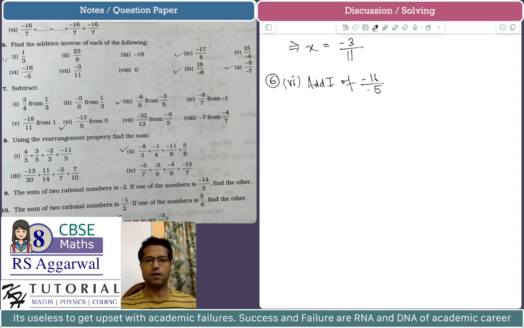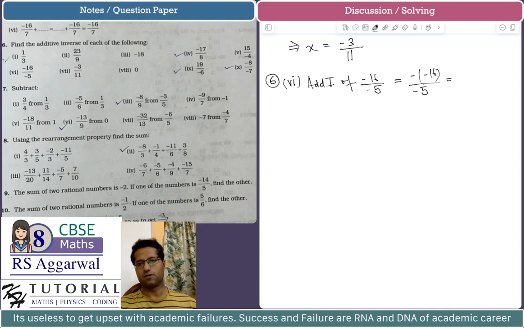So let's say I will first apply the concept of additive inverse. Now given a rational number, how do we find the additive inverse? We simply negate the numerator. We take the negative of the numerator and nothing else. Only we take the negative of the numerator. So I will take minus of minus 16 divided by minus 5.